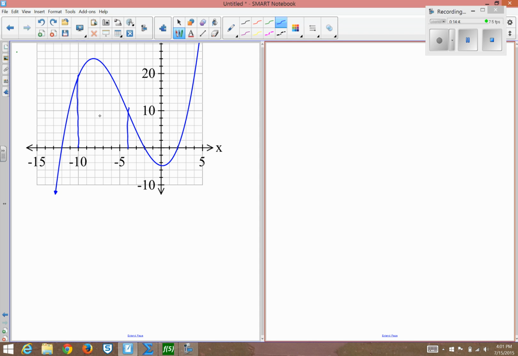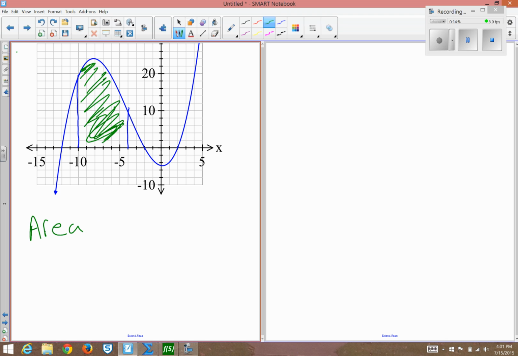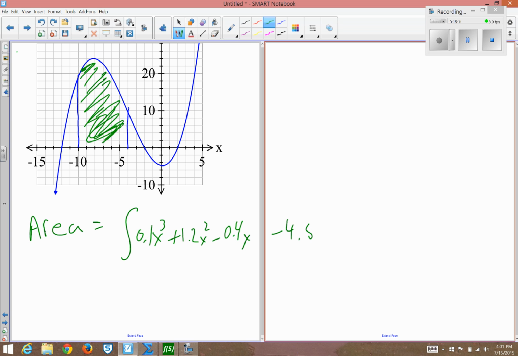We say the area of this region that I'm shading here, the area of that green region, we call it the integral of this function, which is 0.1 x to the third plus 1.2 x squared minus 0.4 x minus 4.8, because that's what we use to find the heights of every rectangle, dx, because dx is how wide every rectangle is, and attached to this integral symbol, we put where this region starts, the x value, and up at the top we put where the region ends.